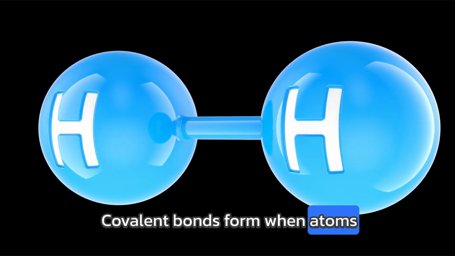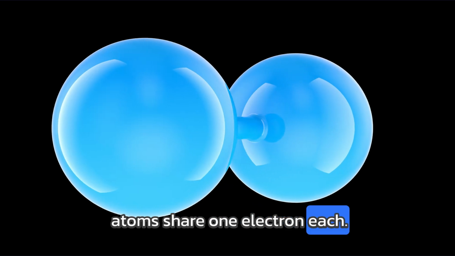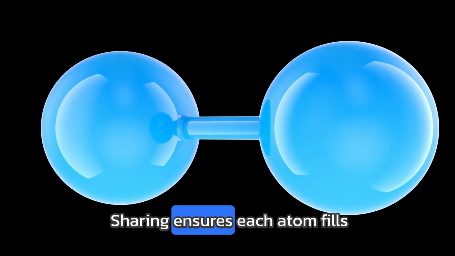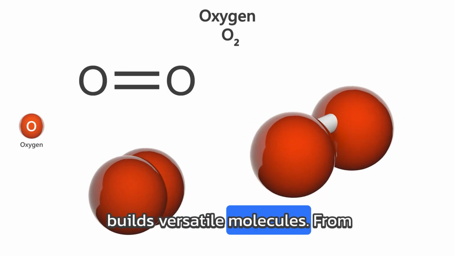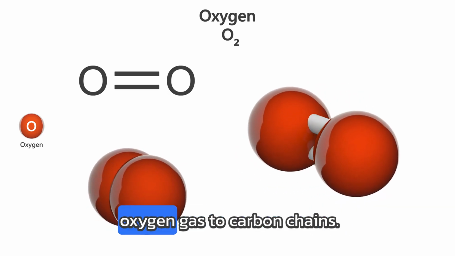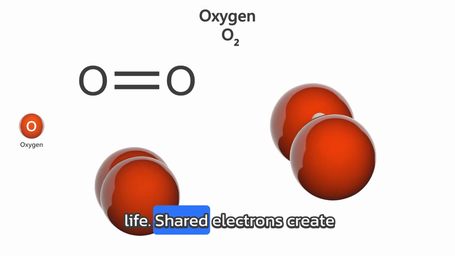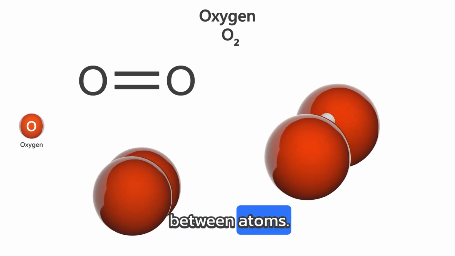Covalent bonds form when atoms share electrons. 2 hydrogen atoms share 1 electron each. This creates a stable H2 molecule. Sharing ensures each atom fills its outer shell. Covalent bonding builds versatile molecules, from oxygen gas to carbon chains. These bonds form the basis of life. Shared electrons create strong, stable connections between atoms.